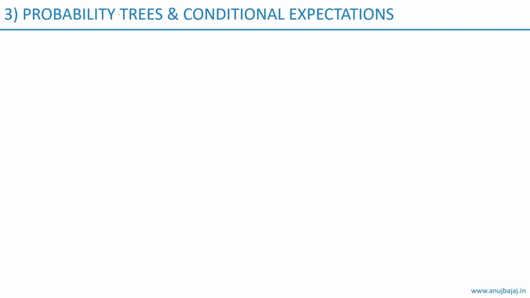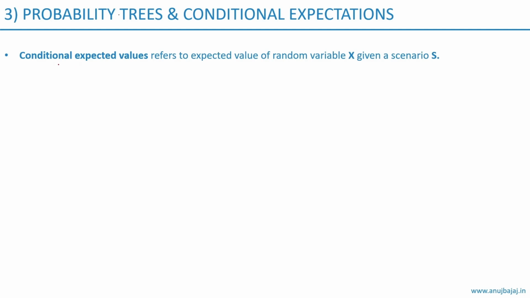Section 3, Probability Trees and Conditional Expectation. A conditional expected value refers to the expected value of a random variable x given a particular scenario has occurred, and a conditional expected value is denoted by E[x | s]. This bar represents "given". So the expected value of x given that scenario has occurred. So continuing with our previous example of earnings per share.